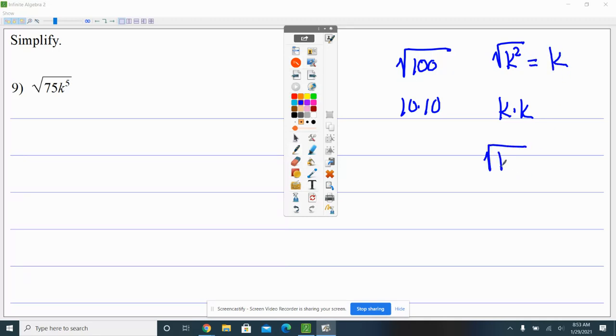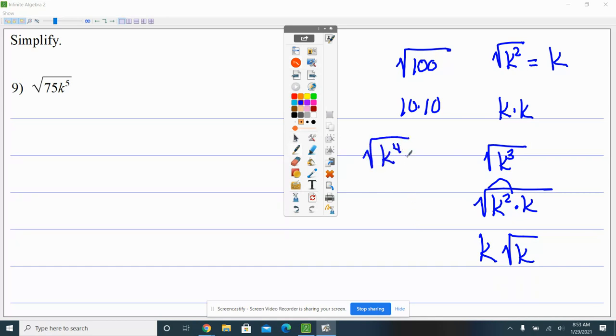How about the square root of k to the third? Well, there's no way I could make that happen with just 2 k's. So what I would do is change it to k squared times k. The square root of k squared is k, so that would come out, and then I would have 1 k left underneath. What about the square root of k to the fourth? Can that come out nicely? Yeah, because k squared times k squared is k to the fourth. The square root of k to the fourth is k squared. So with square roots, you're actually looking for even exponents because in essence, you're dividing them out.